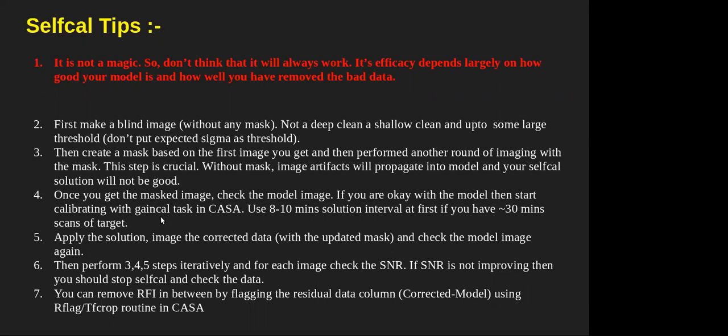Once you run the gaincal task, you generate the calibration table, apply the solution, image the corrected data with an updated mask, and check the model image again. Then perform these steps again in an iterative loop, and each time check your image for the signal to noise ratio. That is, take the maximum flux and the RMS you are getting, and divide them. That gives you the signal to noise ratio.